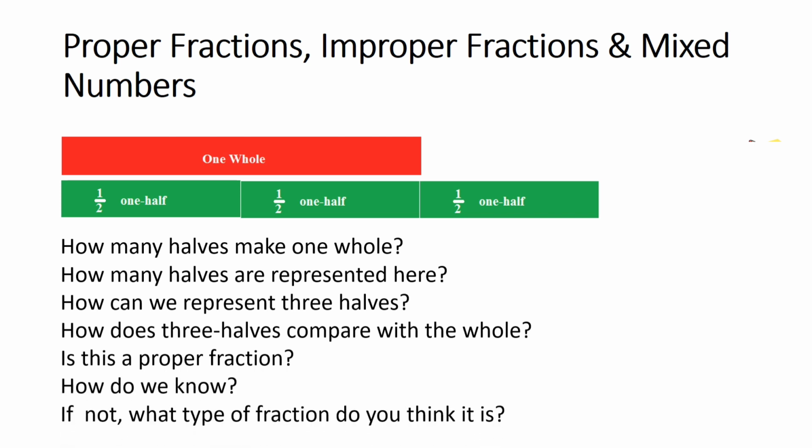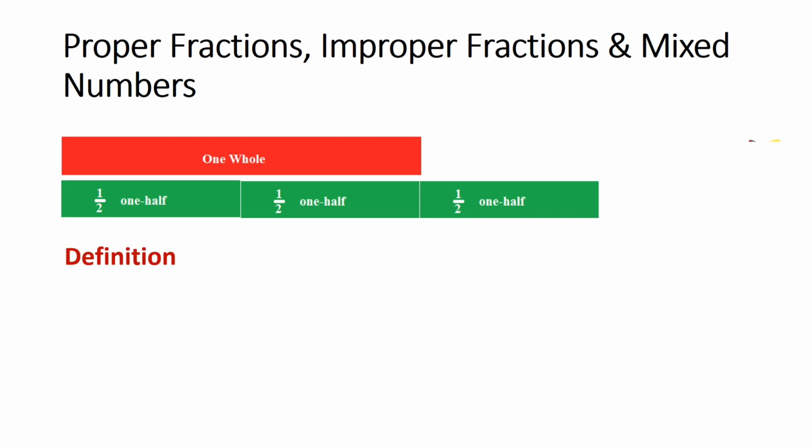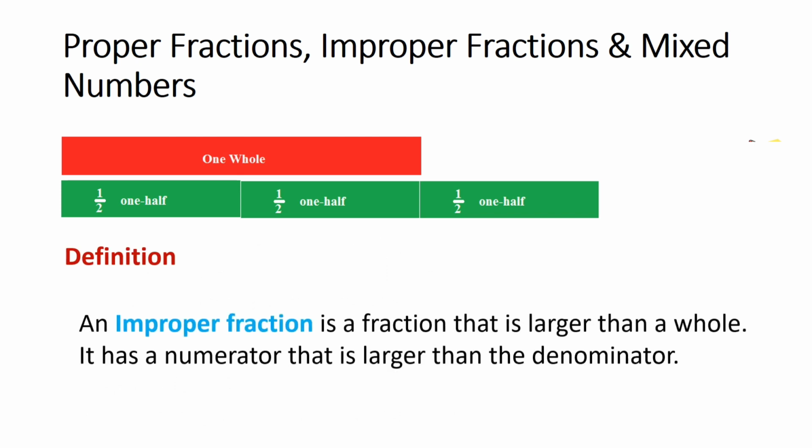How do we know? And if not, what type of fraction do you think it is? The answers to all these questions, again, will give you the attributes of an improper fraction. That is to say, an improper fraction would be greater than a whole number, and the numerator would be greater than that of the denominator. The students can now write the definition for a proper fraction.